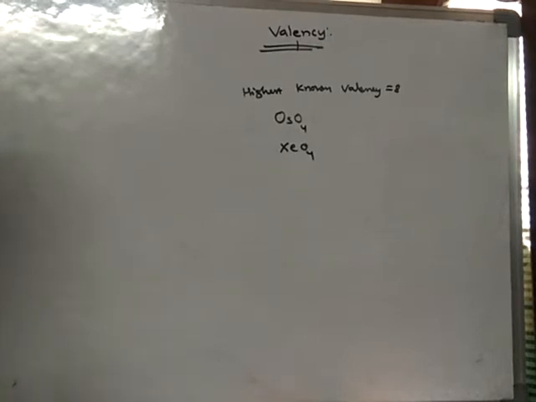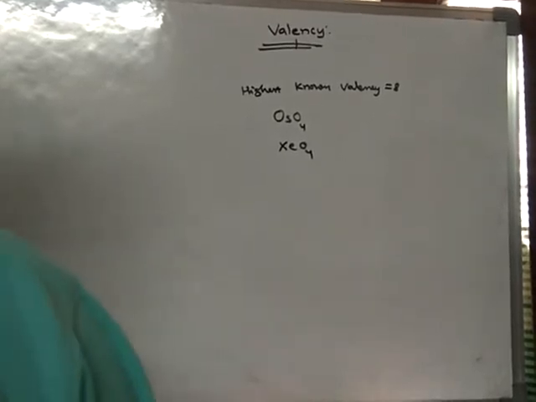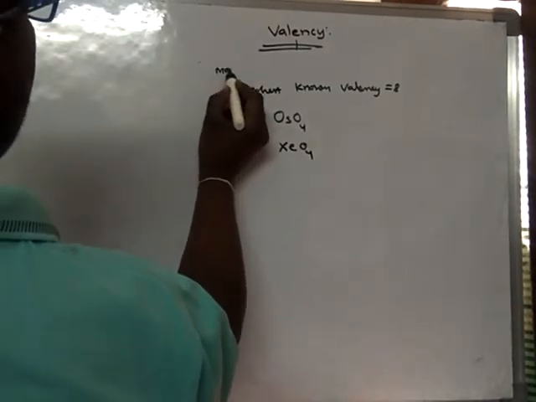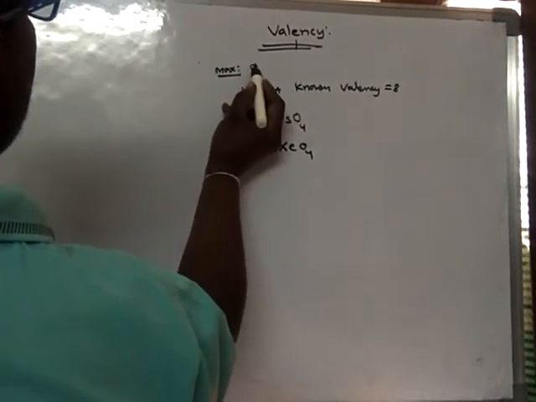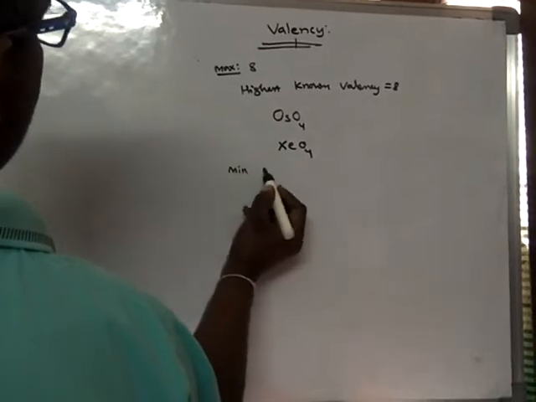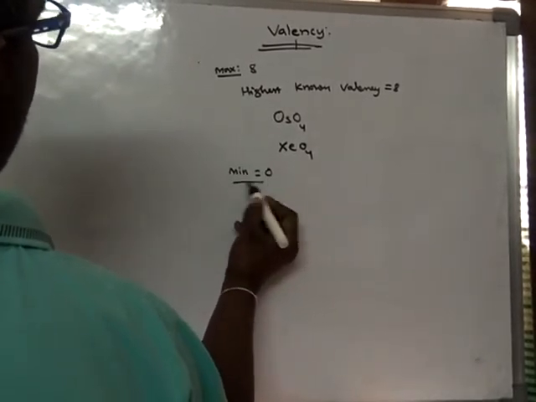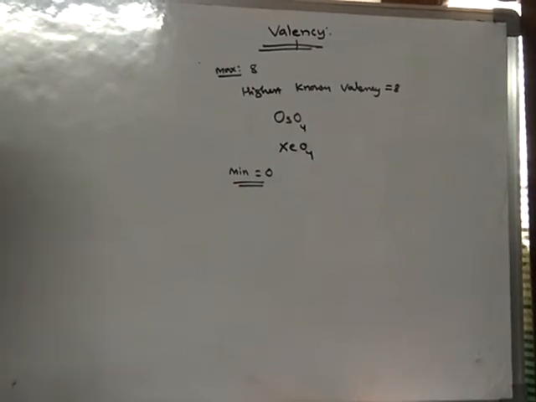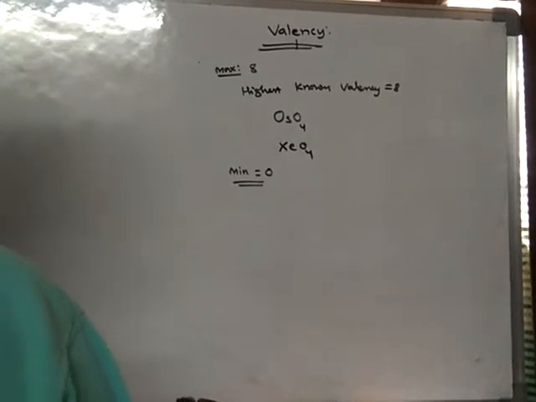Then minimum valence. What will be the minimum valence? Maximum is 8, minimum is 0. Okay, this is about valency.